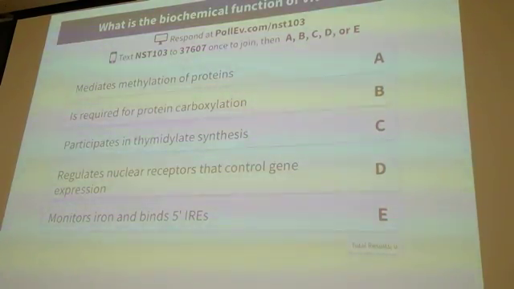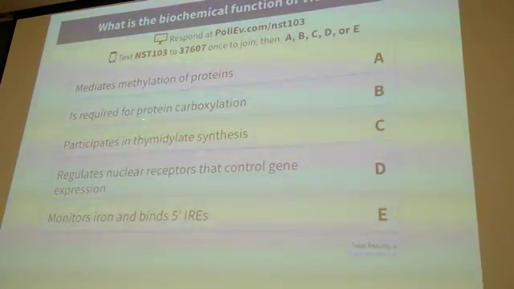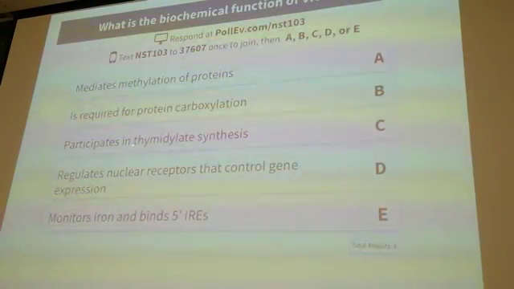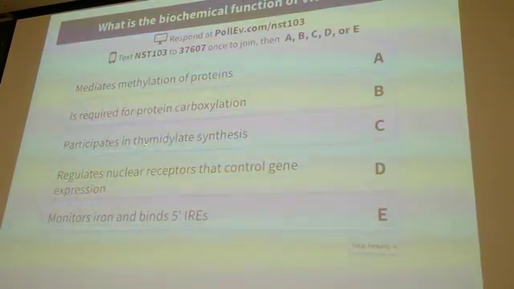So what is the actual biochemical function of vitamin K, and why is this important for coagulation? Because it mediates the methylation of proteins. It's required for protein carboxylation. It participates in thymidylate synthesis, which is important for DNA. It regulates nuclear receptors that control gene expression, or it monitors iron and binds 5' IREs.